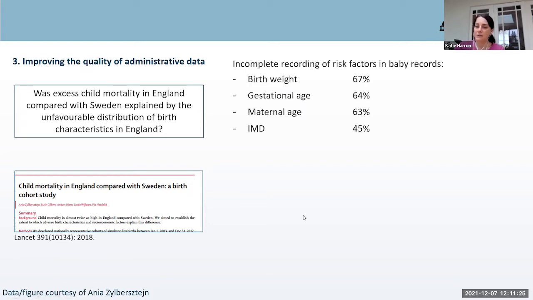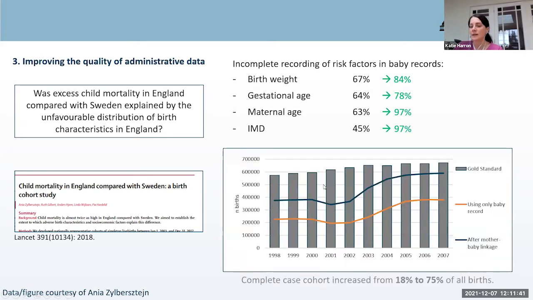But for the time period that they were looking at, the data wasn't particularly complete on the key risk factors that they were looking at in the baby's records. But by linking to the associated maternal record, they were able to increase the completeness of these variables. And this meant that they could increase their complete case cohort from 18% of all births in England to 75% using the mother-baby linkage.